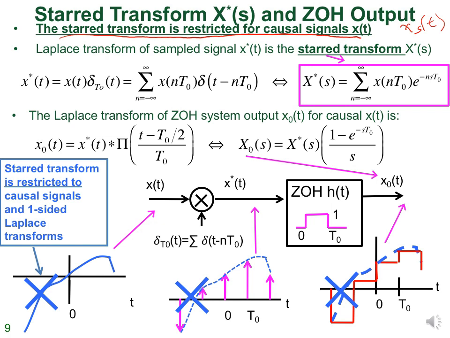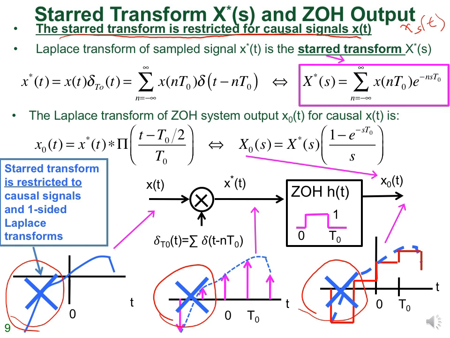And so here we've taken the same figures, but we've indicated with the x outs that when we talk about a starred transform, we are no longer considering a signal that is non-causal. And so this is the extra restriction of the starred transform. It's restricted to causal signals x of t.